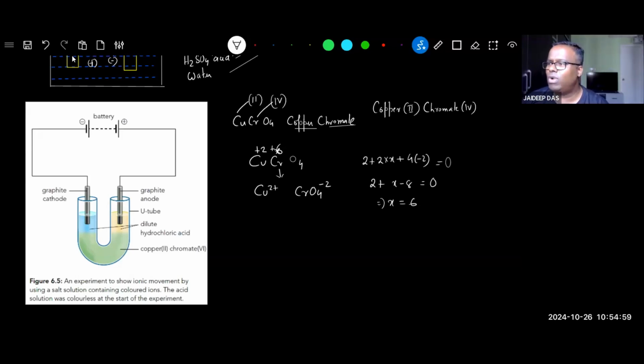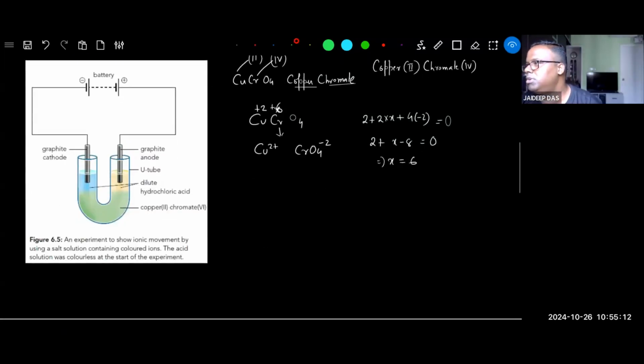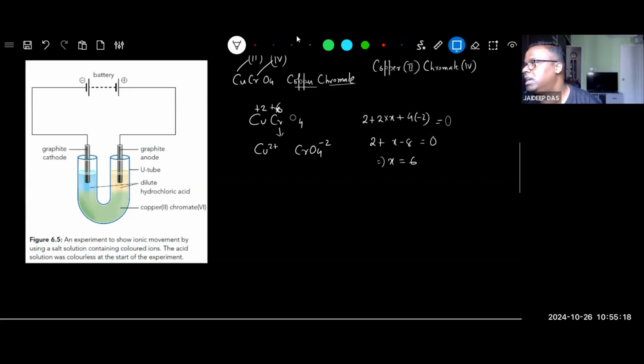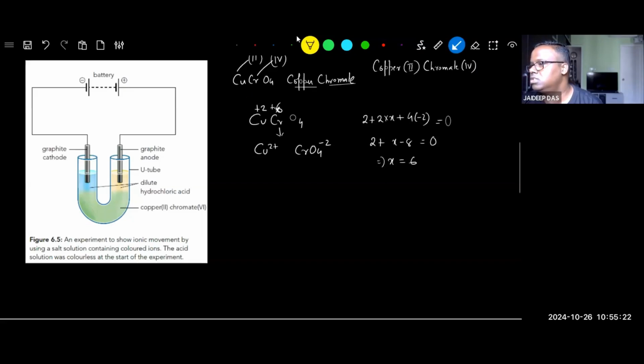Why are we doing this study? We are doing this study to prove what we wrote here, that ions will respectively move. Who told you, sir, ions will move? I said, okay, let's do an experiment. So what is the experiment we did? We took copper 2 chromate as a salt. This is my copper 2 chromate salt.